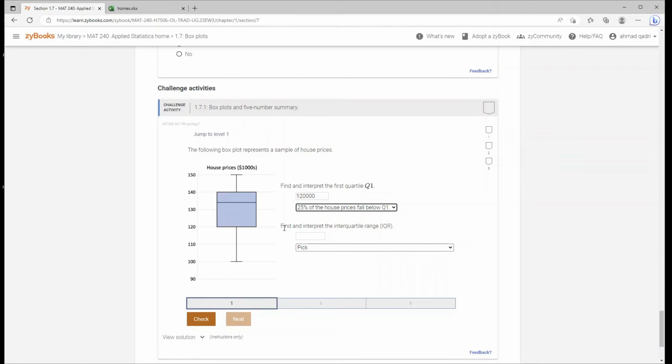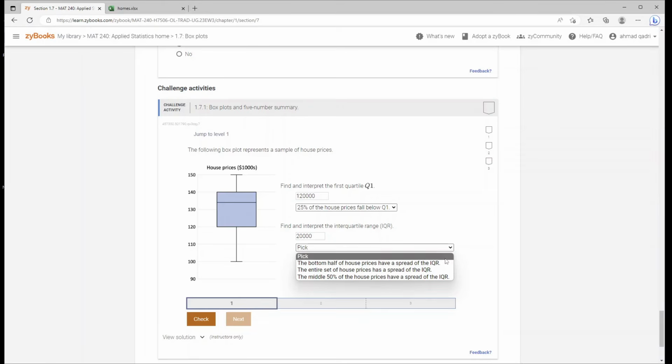All right. And then the next question is find and interpret the interquartile range. Remember, the interquartile range is the difference between Q3 and Q1, so the third quartile and the first quartile, with the second quartile being the median. The third quartile is where the box ends, and here we have 140,000. So the difference between 140,000, which is Q3, and 120,000, which is Q1, is the interquartile range. And that difference is $20,000.